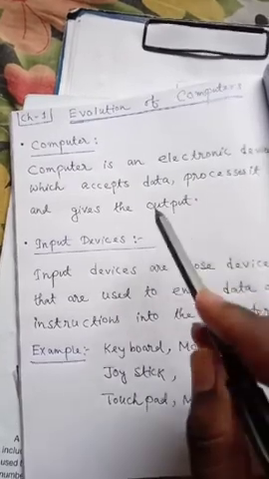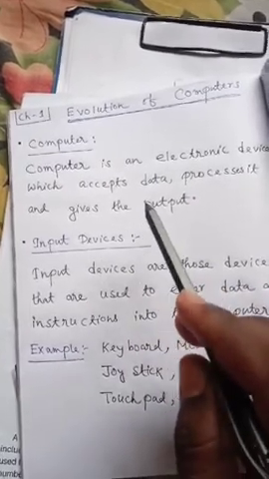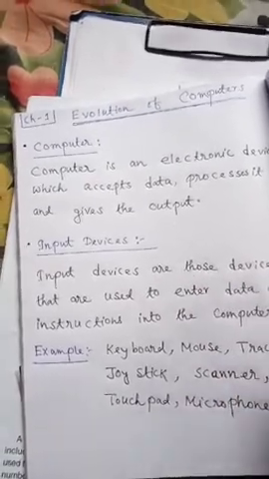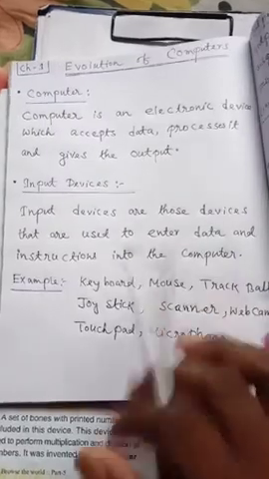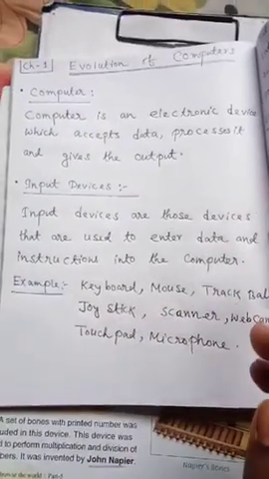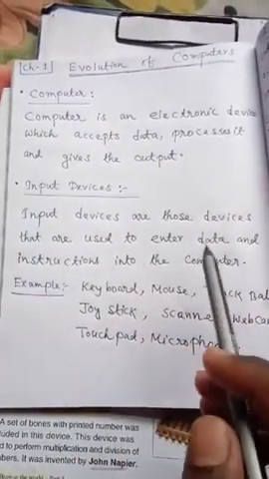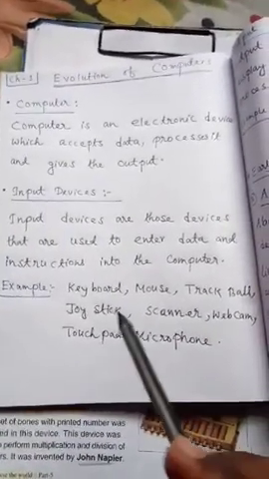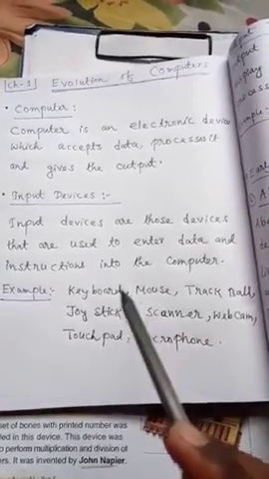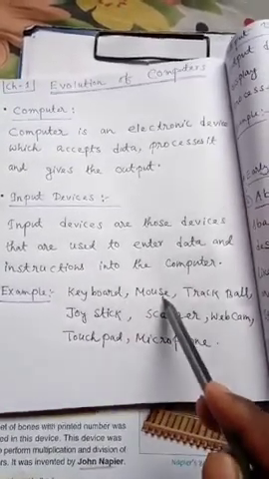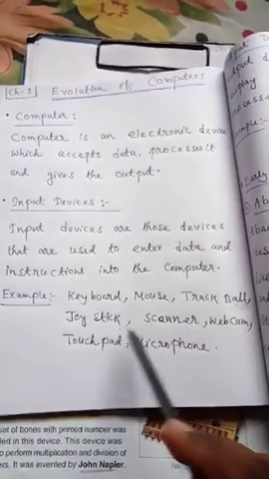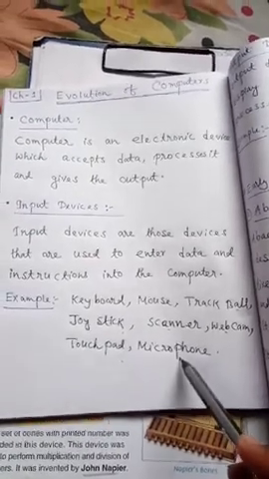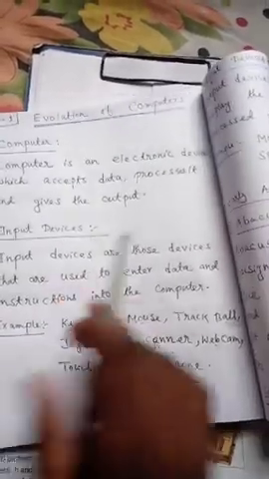Here, the data we provide is actually input. So what are input devices? Input devices are those devices that are used to enter data and instructions into the computer. Examples of input devices: keyboard, mouse, trackball, joystick, scanner, webcam, touchpad, microphone. These are examples of input devices.